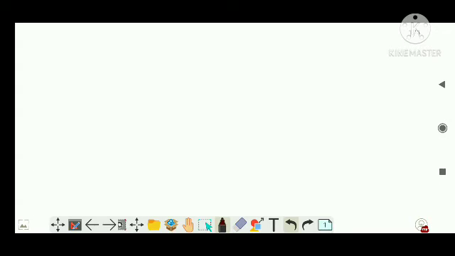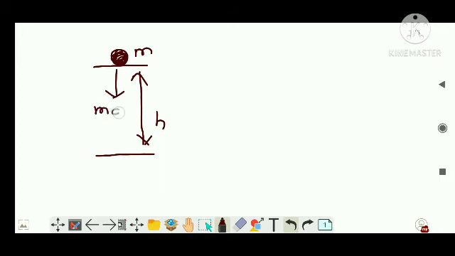Suppose we consider a ball. Let us say the ball is at a distance h from the ground. Let the mass of the ball be m. There will be a weight downwards on this ball, which is mg. So the force acting on the ball is mg.